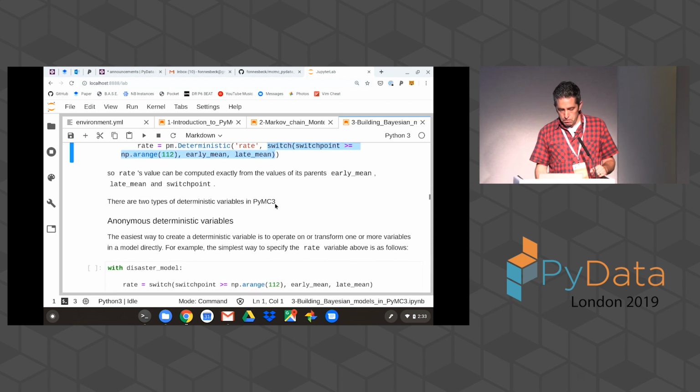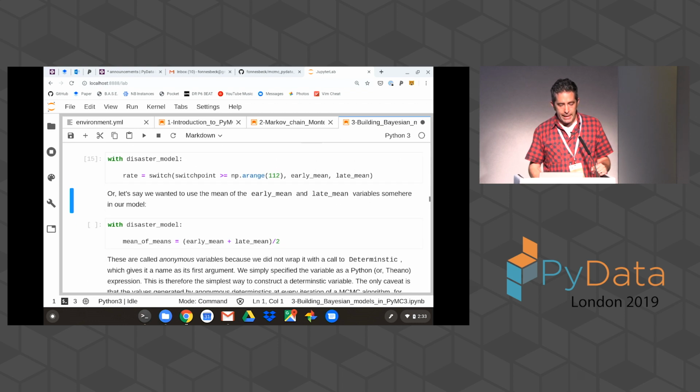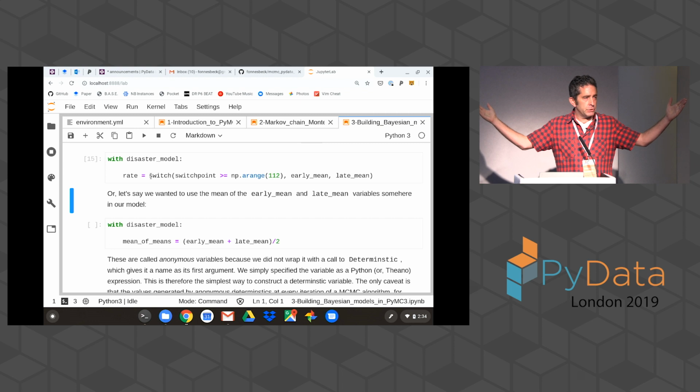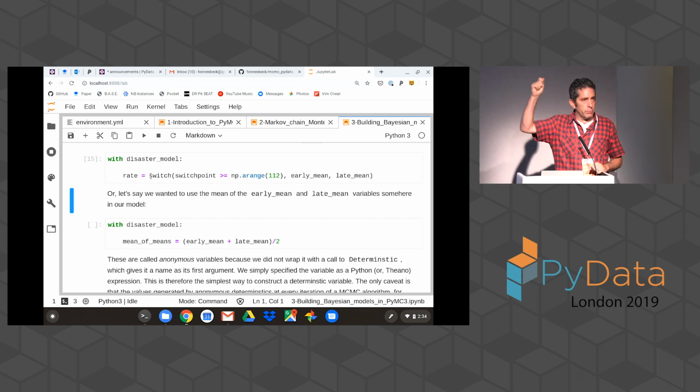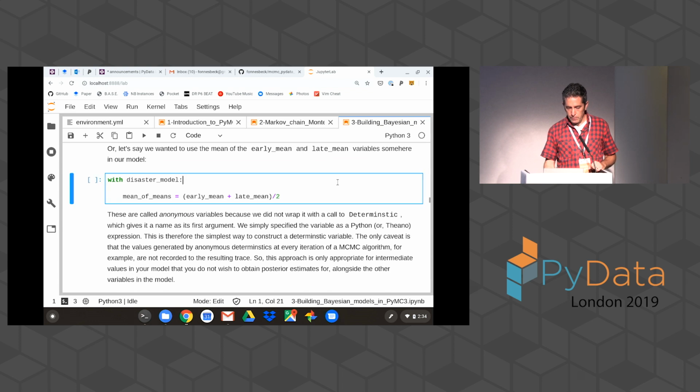And there are two ways of doing that. If you're not interested in the values themselves, summarizing them as part of the posterior distribution, you can do what we call anonymous deterministics. These are easier to write, but they won't be tallied as the algorithm runs. There's essentially intermediate values that you're throwing away, and that's the case here. We don't need all 111 copies of two different values, right? We just want the original rates and the change point. So that's the nice thing here, is we don't need to wrap it if we're not interested in it.